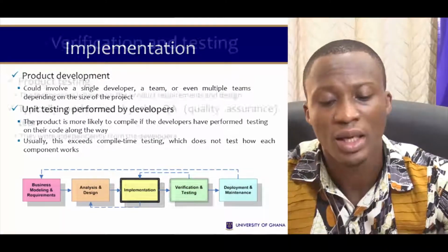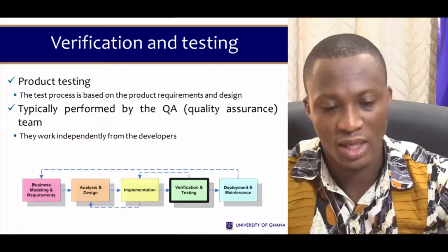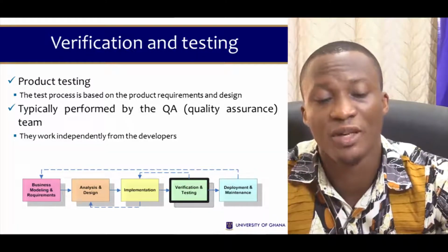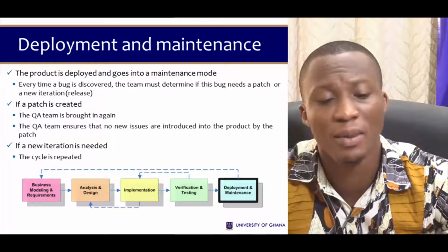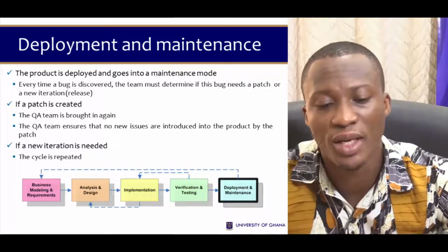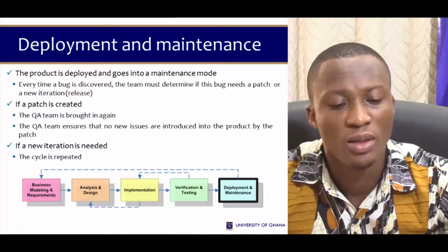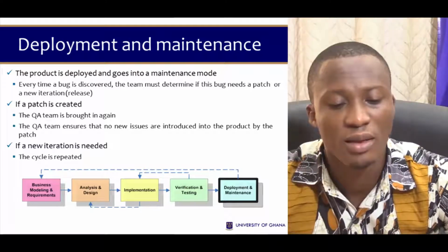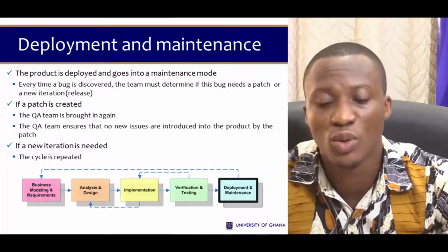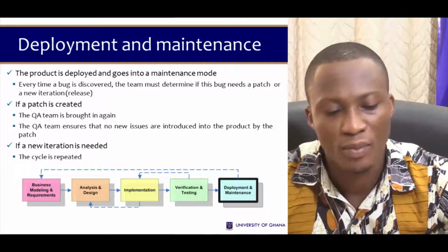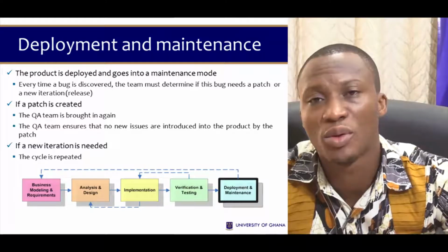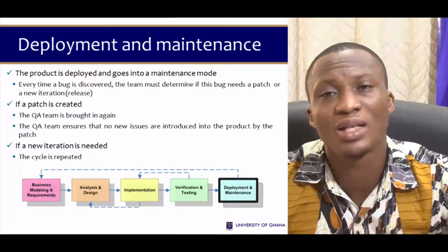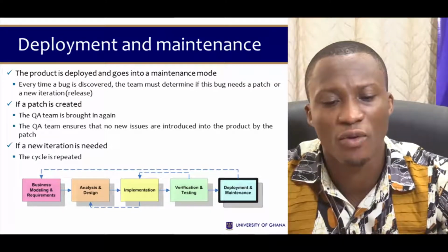We have the implementation, and we have the verification and testing, typically performed by the quality assurance team, and they work independently from the developers. Then we have the deployment and maintenance stage, where the product is deployed and goes into a maintenance mode. If a patch is created, then the quality assurance team is brought in again, and the team ensures that no new issues are introduced into the product. If a new iteration is needed, this cycle is repeated. Of course, we have some SDLCs that do iteration, and we'll look at a few of them.